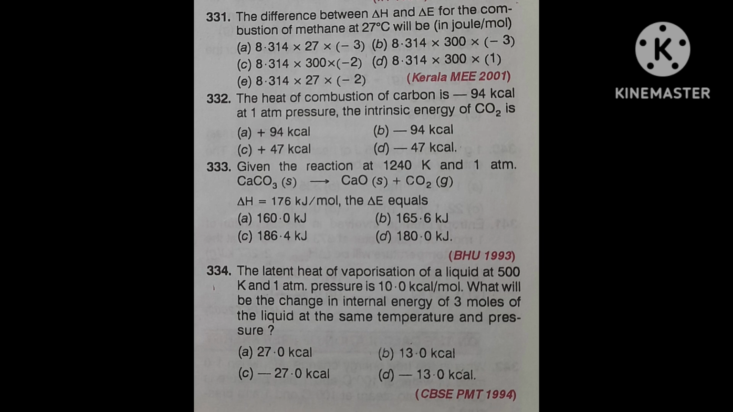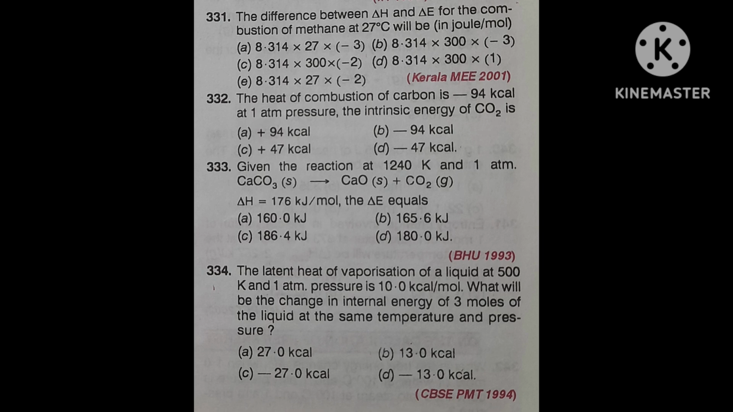Now I am telling you its correct answer. Its correct answer is minus 94 kilocalorie. How? Now I am telling you. Here you read the question. The heat of combustion of carbon is minus 94 kilocalorie at 1 atmospheric pressure. At 1 means normal. Correct? The intrinsic energy you have to calculate. Then here again delta n value first to calculate.